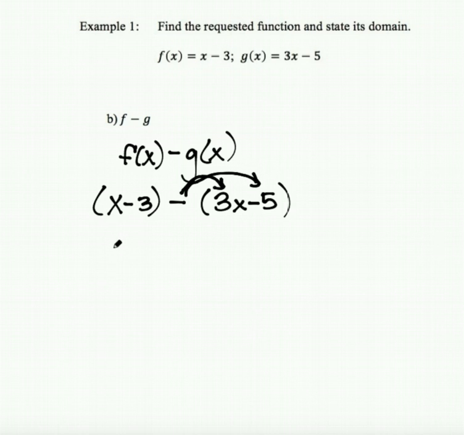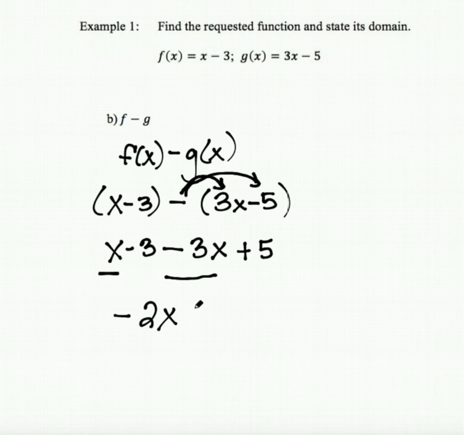That's going to leave me with x minus 3. That remains unchanged. And then minus 3x plus 5. I have to distribute that negative since I'm subtracting. Now I'm going to combine like terms. I have x minus 3x, which gives me negative 2x. And then I have negative 3 plus 5, which is going to leave me with a positive 2. So my answer is negative 2x plus 2.